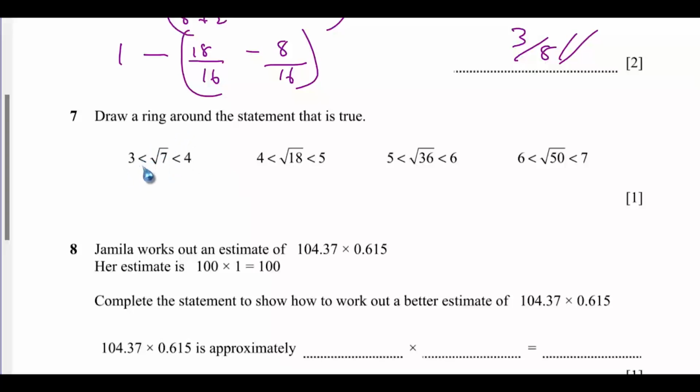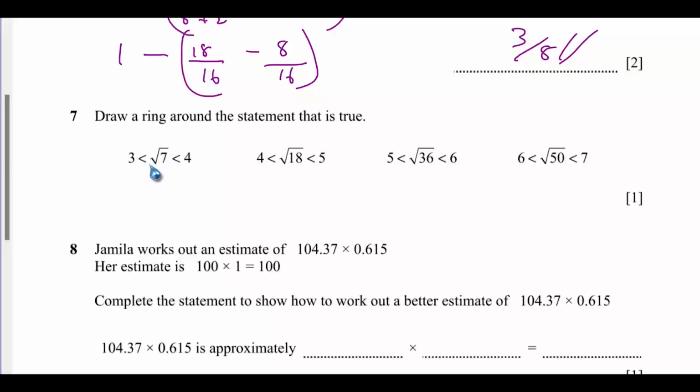So we have 3 less than square root of 7. Square root of 7 is not up to 3, because 3 times 3 is 9. But it's a little bit more than square root of 4. Square root of 4 is 2. So that means square root of 7 will be greater than 2. Of course, 3 is not less than 2. So this particular one is wrong.